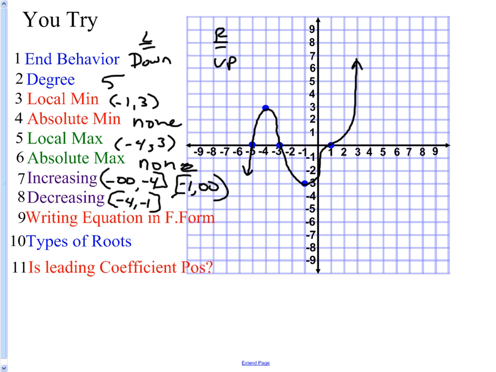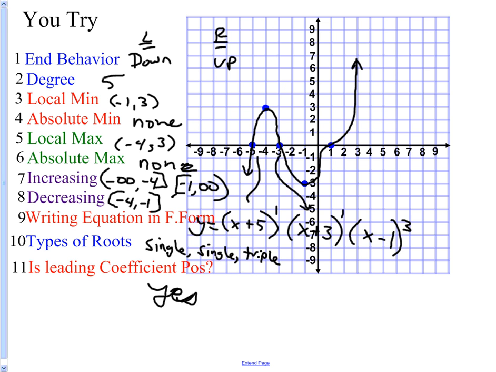So here's the answers up to factored form. And then to write it in factored form, we have 3 roots, one for each of the 3 factors, one for each of the 3 roots. And I'm going to pause while I write those down. The leading coefficient is positive because on the right-hand side, it's going up as it ends.